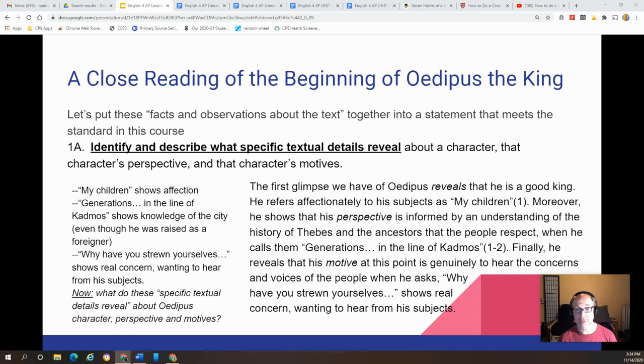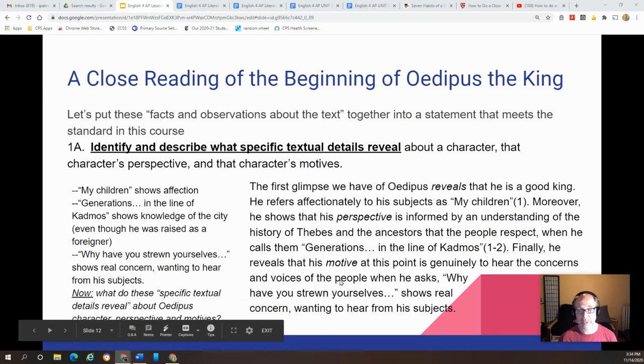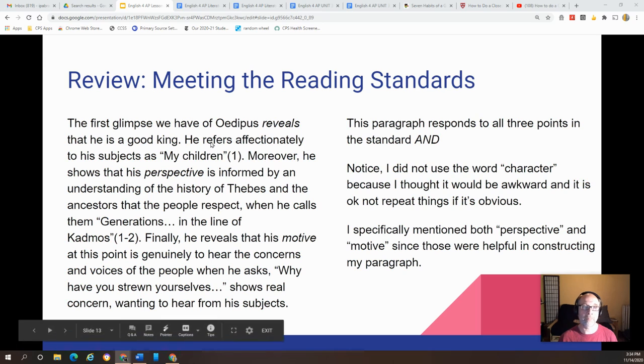Finally, he reveals that his motive at this point is genuinely to hear the concerns and voices of the people when he asks, why have you strewn yourselves, and so forth. It shows real concern, wanting to hear from his subjects. So you'll see that I left some part at the end not fully edited, and it's not a big problem.